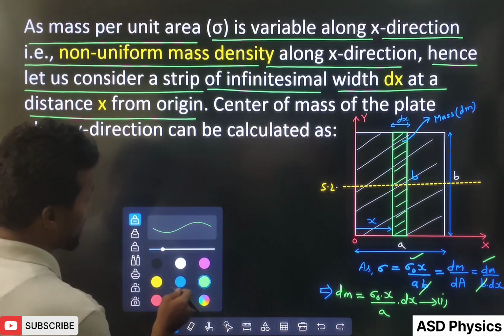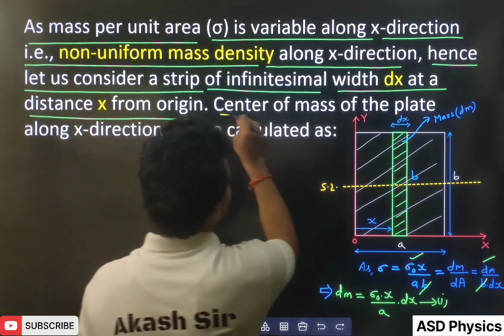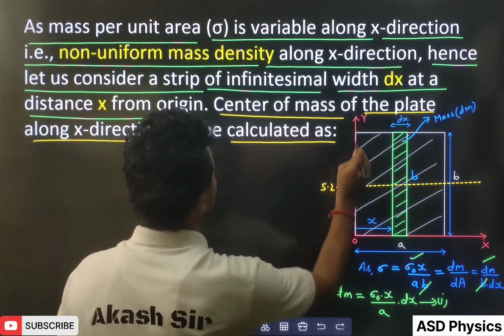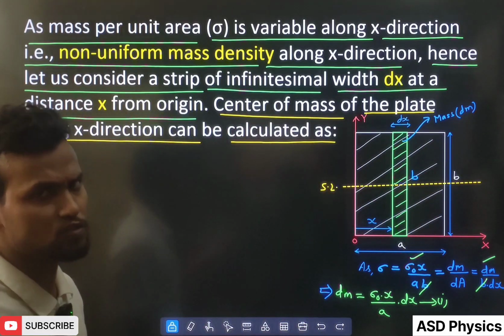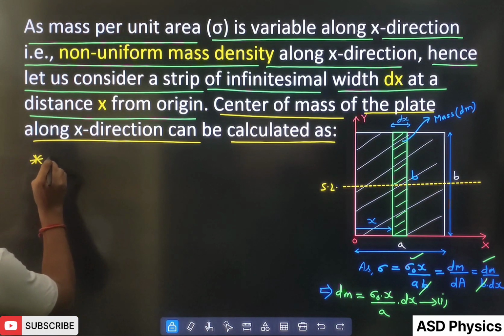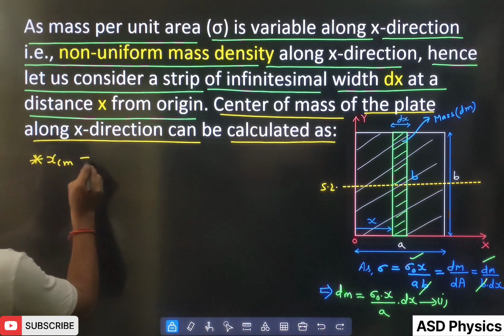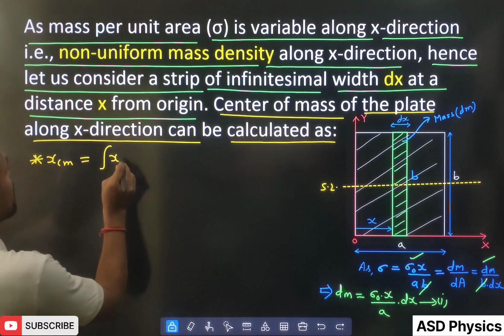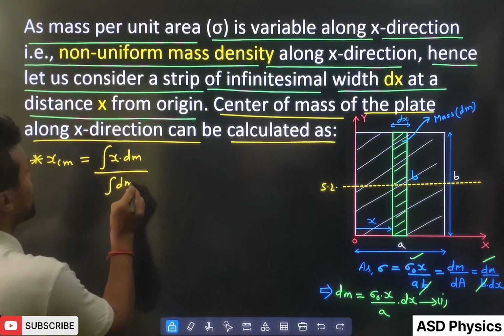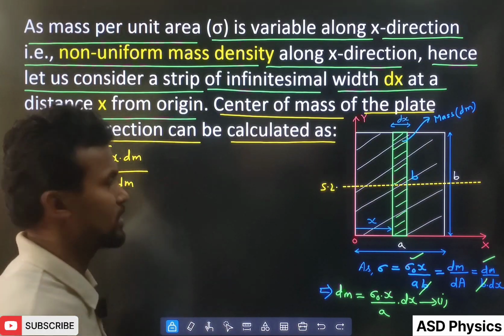Now the next one: the center of mass of the plate along the x direction can be calculated as, because YCM we got as b by 2 by symmetry. So along the x direction, XCM is equal to the integration of x dm by the integration of dm, the general formula, to deal with non-uniform mass density.